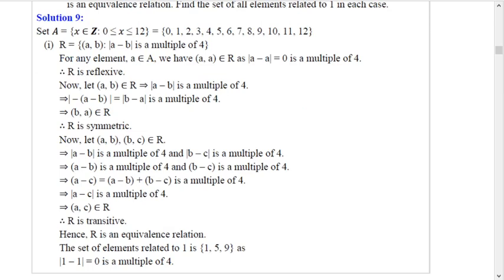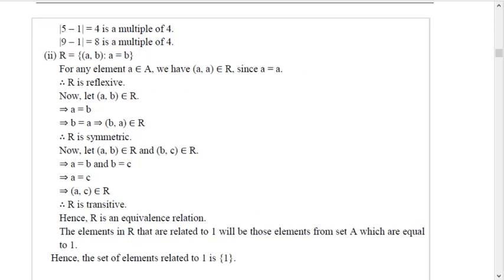The set of all elements that are related to 1: 1, 5, 9. 1 minus 1 is 0. 1 minus 5 you will get 4, which is also a multiple of 4. 1 minus 9 is 8, which is also a multiple of 4. Now R is (A, B) with A equal to B.